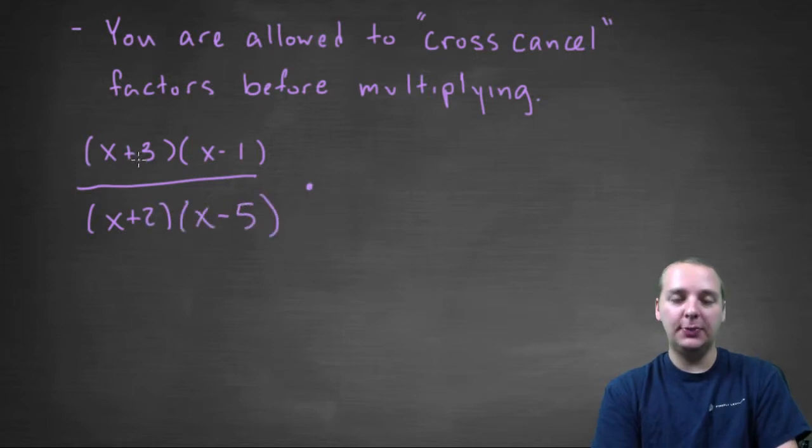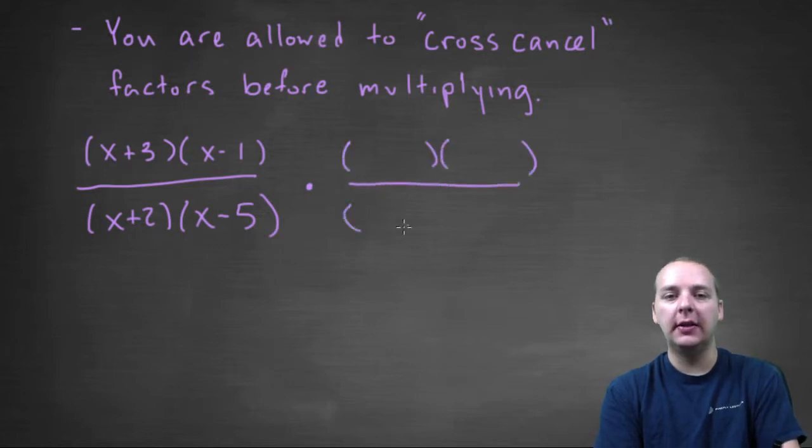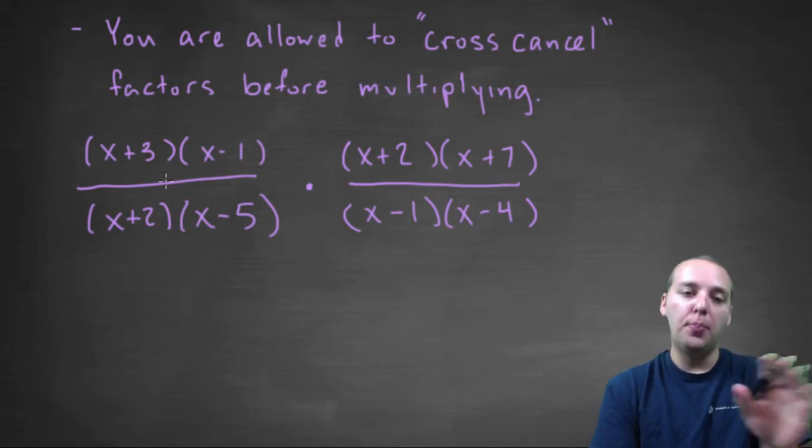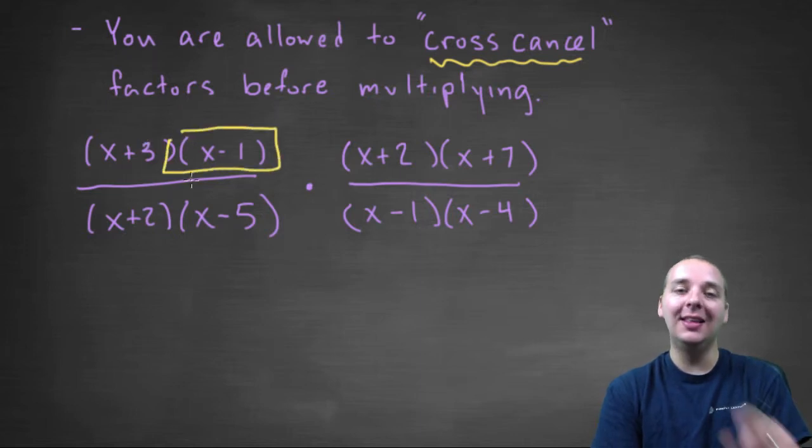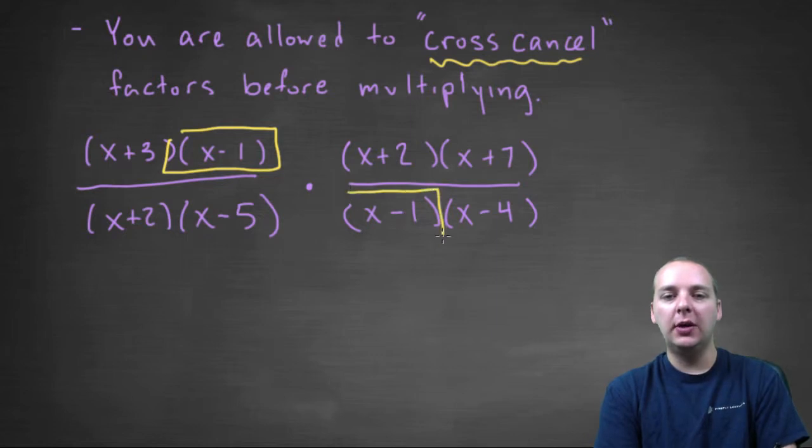All right, that expression in and of itself does not have any common factors that we could cancel or anything like that. But let's say in the other expression that we're going to multiply this by, maybe we have x plus 2 times x plus 7 over x minus 1 times x minus 4 or something like that. So both of these individually are simplified, but we can do this thing called cross canceling. Now what does that mean? Well, look here. Do you see how you have an x minus 1 in this numerator and an x minus 1 in the other expression's denominator?